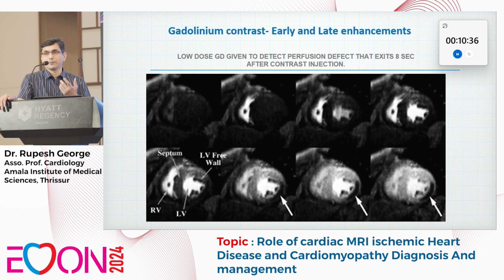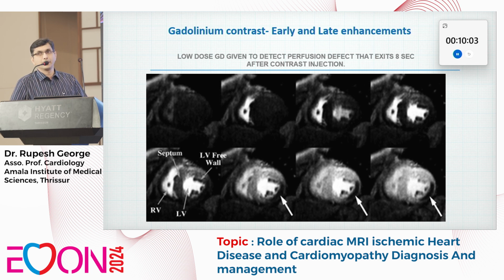Now, once we give gadolinium, we can see the image on the left-hand side of this. This is the short axis view. You can see the right ventricle is getting filled with the gadolinium contrast. As time passes or the beats move, the RV gets more filled, and then it goes to the LV in the third image. And in the last image at the right-hand corner and the upper part, you can see both RV and LV are filled.